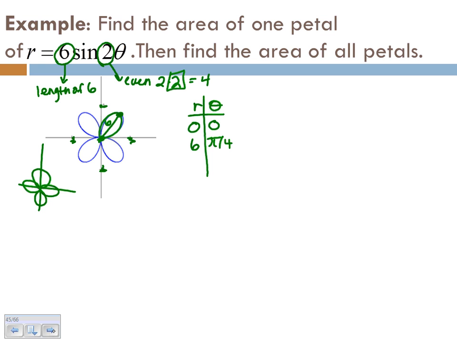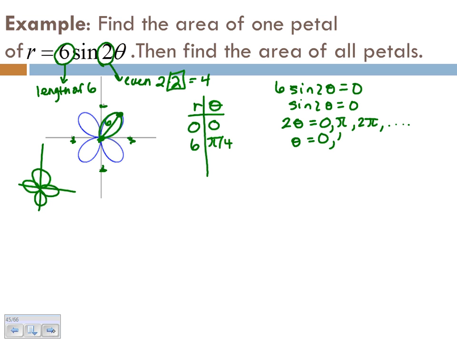Did you find your possible tangents at the pole? So we could say 6 sine 2 theta equals 0. Let's find those possible tangents at the pole to help with my graph. So where does sine 2 theta equal 0? So I'm looking where 2 theta equals what? 0, pi, 2 pi. So where theta equals 0, pi over 2, pi, which is all going to repeat now, right?